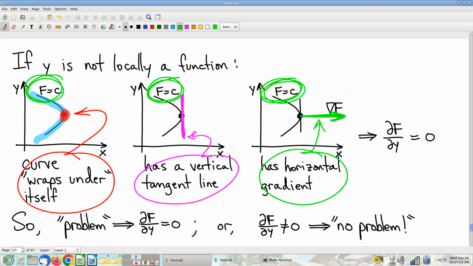I can write down the equation. The coordinates of the gradient are partial of f with respect to x, partial of f with respect to y. That being horizontal means that it doesn't have any upward or downward component. Horizontal means, in other words, that is 0.